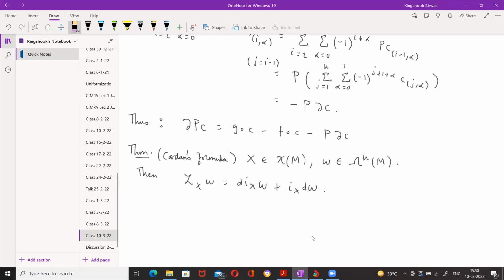So L_X omega is equal to d/dt at t equal to 0 of phi t star omega, where phi t is the flow of X. This derivative is just the limit as t tends to 0 of phi t star omega minus omega, divided by t, where phi t is the flow of X.